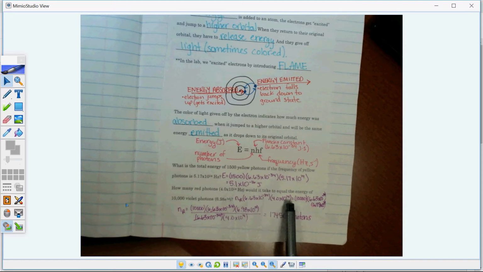And this is equal to 10,000, which is N, but as it pertains to violet, and there's H again, which is always the same, and there's F as it pertains to the violet photons. So those two sides of this equation are equal to each other. And then from there, it's just manipulating the algebra to get N by itself. And I come up with this as my final answer.